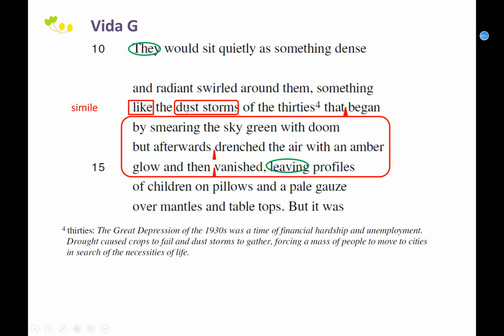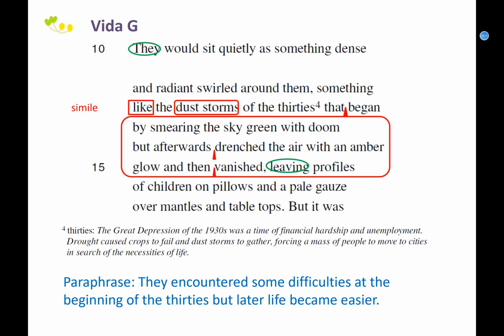So dust storms is the hardship. So the hardship smearing the sky green with doom. The hardship came and afterwards drenched the air with an amber glow. So the situation is improving and life is becoming better. So paraphrase: they encountered some difficulties at the beginning of the 30s, but later life became easier.